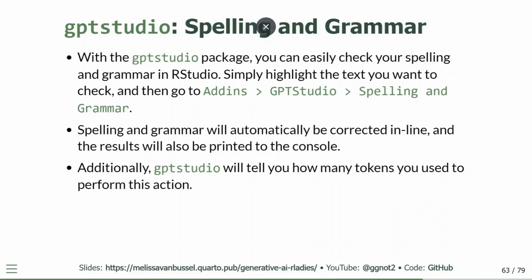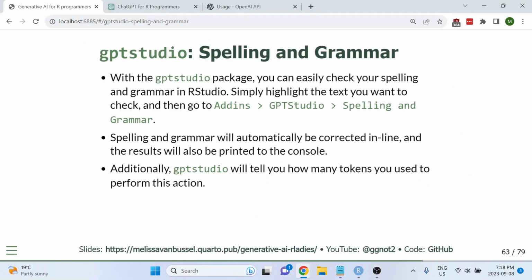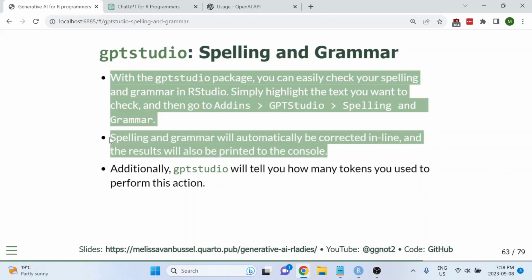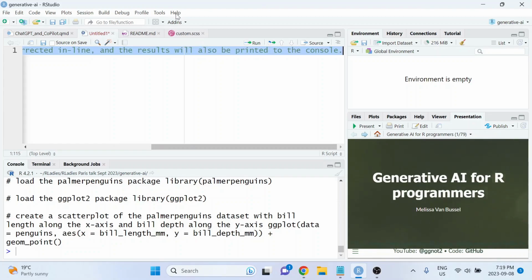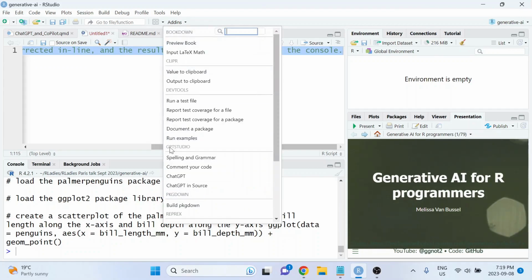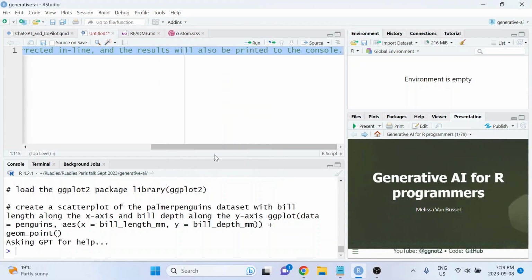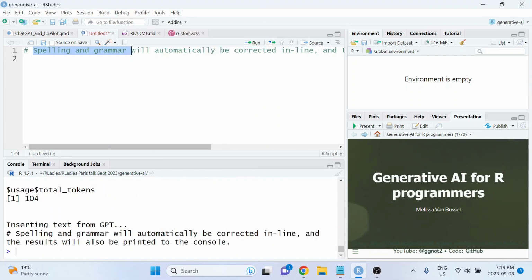One of the things that it can do is correct your spelling and grammar. So I'm going to copy this text, and then paste it, but I'm going to add a few typos to it. I just changed these parts right here. Then if I want to use gptstudio to automatically correct that, I'm going to highlight what I want corrected, go to add-ins, gptstudio, and select spelling and grammar. This will apply spelling and grammar checking to the selected text, and it automatically corrected that back.